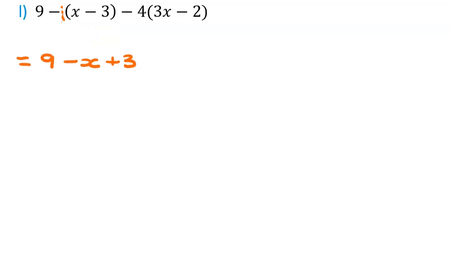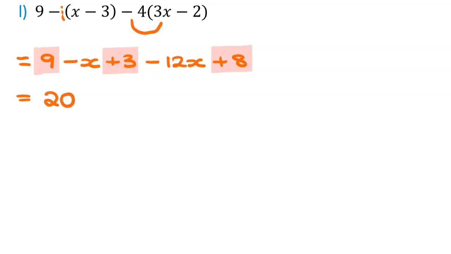Next one, we've got negative 4 times 3x, so minus 12x. And then negative 4 times negative 2 will be positive 8. Now let's look at our like terms. I notice this is just a number, this is just a number, and this is just a number. 9 plus 3 is 12, plus 8 is 20. And then we've got minus x minus 12x. Well, that's going to give us minus 13x.